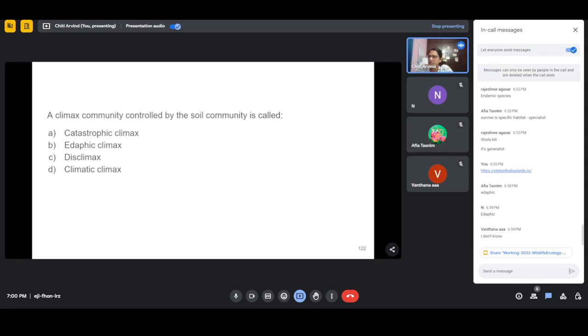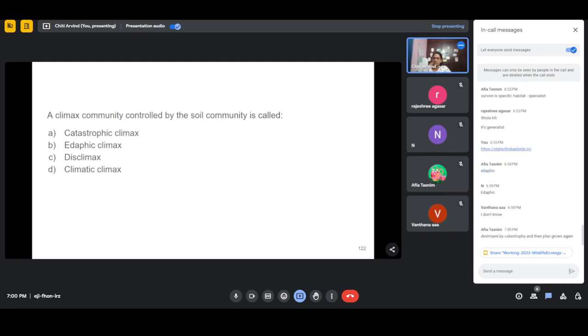What about a catastrophic climax? Any idea what this could be controlled by? It's in the name itself. It's not soil, but what could a catastrophic climax be caused by? Catastrophe, right? Yeah, that's correct.